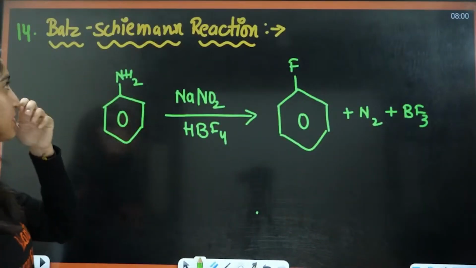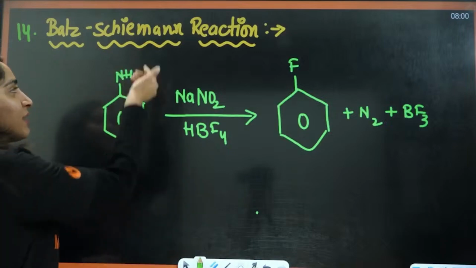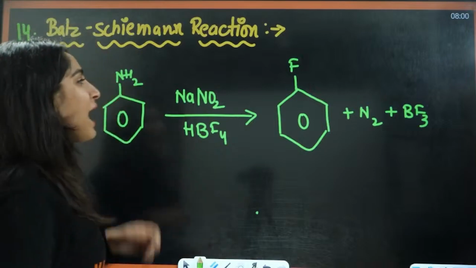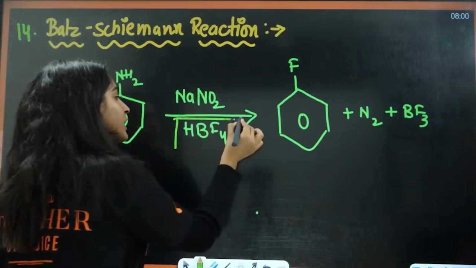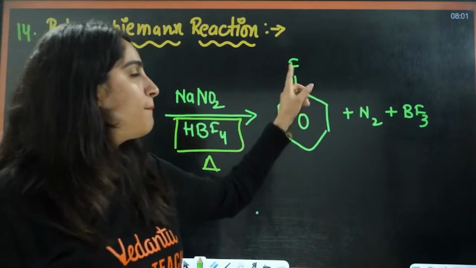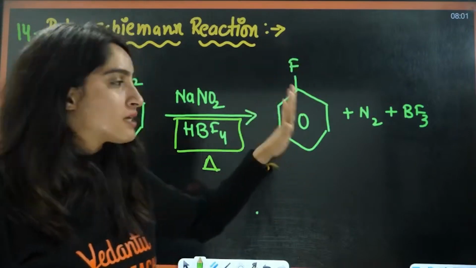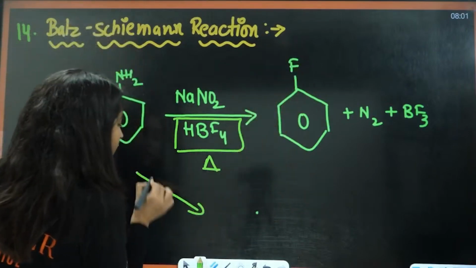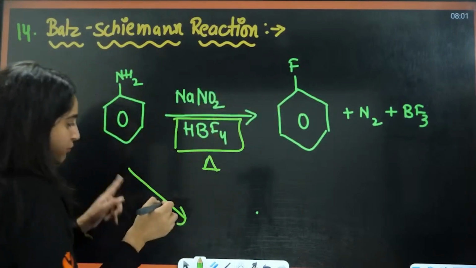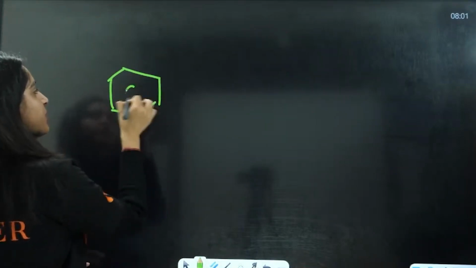Right now, Balz-Schiemann reaction is when you have diazonium salt, right? This aniline will be converted to diazonium salt, and now diazonium salt, when reacted with HBF4 and heated, this will be converted into fluorobenzene. This is Balz-Schiemann. This that I am doing here is not Balz-Schiemann. Okay, I'll just write it here. This is not Balz-Schiemann reaction.